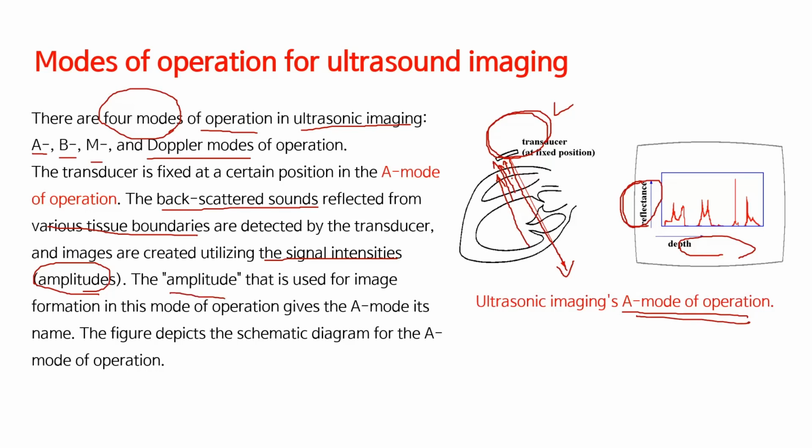The amplitude that is used for image formation in this mode of operation gives A mode its name. So A stands for amplitude. The figure depicts the schematic diagram for the A mode operation. So in the A mode of operation, we can have the signal as a function of the depth of the human body, from the skin.